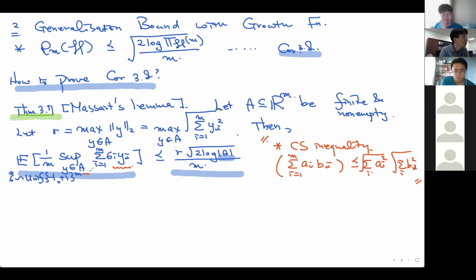One is the size of A, the cardinality of A. The other is the L2 norm of elements in A. And that's what this theorem achieves for us. The complex quantity coming from the Rademacher complexity is bounded by R, which is the maximum of the L2 norm of elements in A, times something related to the cardinality of A. Okay. So now, before proving this Massart lemma, let's use it and prove our generalization bound.